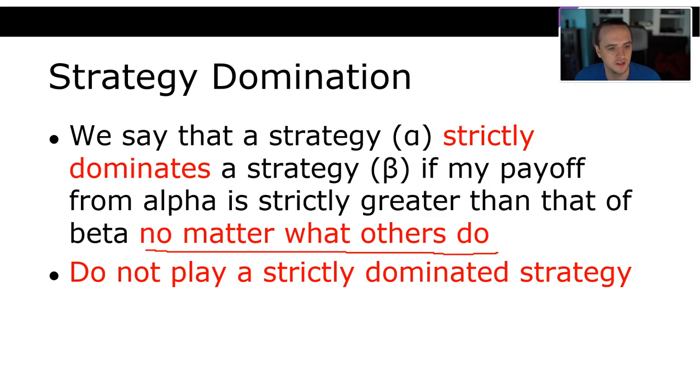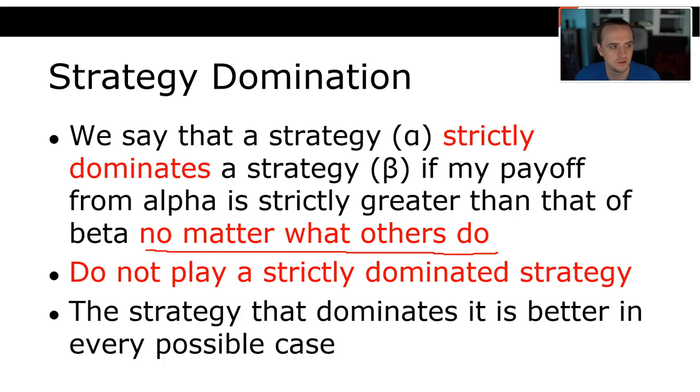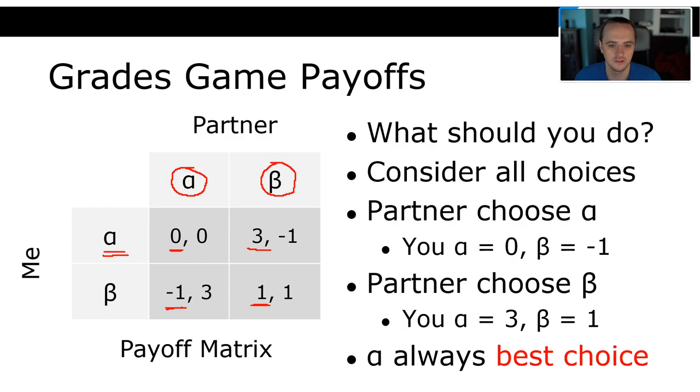So why don't we want to play a strictly dominated strategy? Well, the strategy that dominates this strategy is better in every possible case, right? So we look back here, and we saw that if the partner chose alpha, then alpha is better for us. If the partner chose beta, alpha is also better for us. And so we would never choose beta because it's just always worse, right? So beta is a strictly dominated strategy. You can start to formulate exam questions in your head, can't you? Okay.